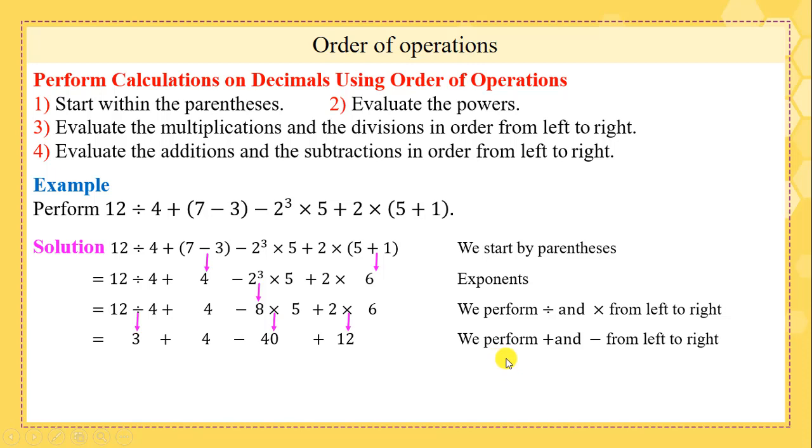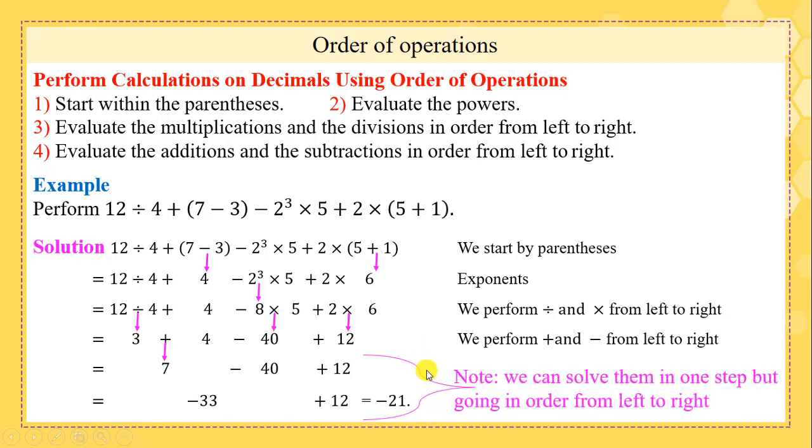Then finally we perform additions and subtractions from left to right also. So 3 + 4 = 7. 7 - 40 = -33, and -33 + 12 = -21. As a note, these steps can be solved in one step, but going in order from left to right. So instead of these steps, we can directly write -21. So we solve these three operations in one step directly.